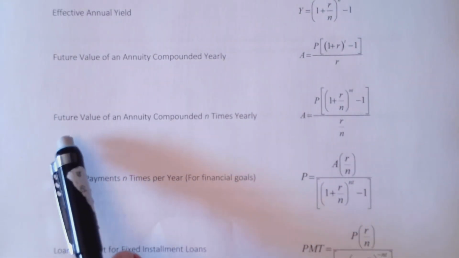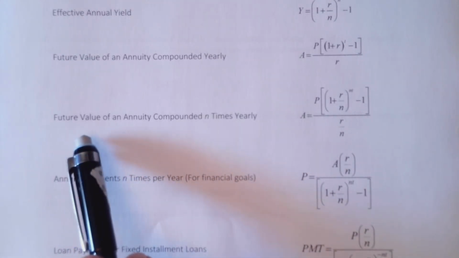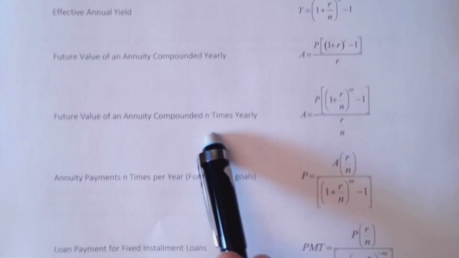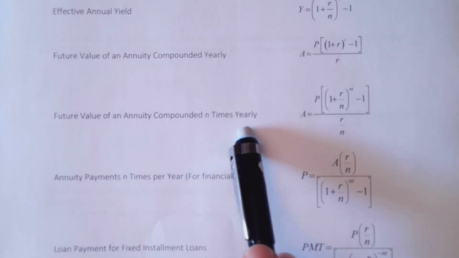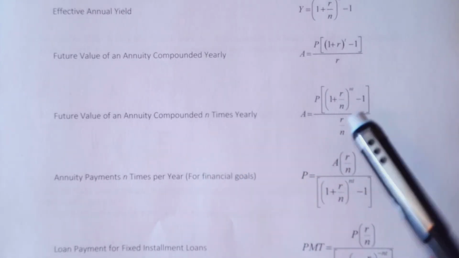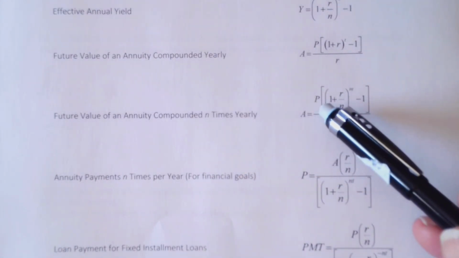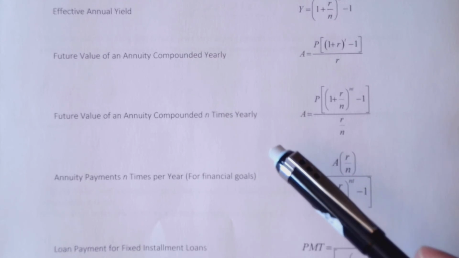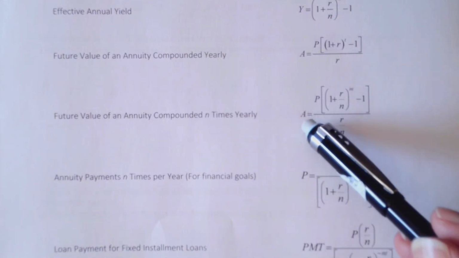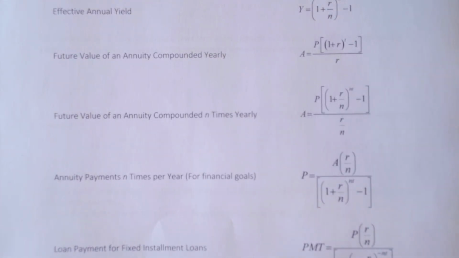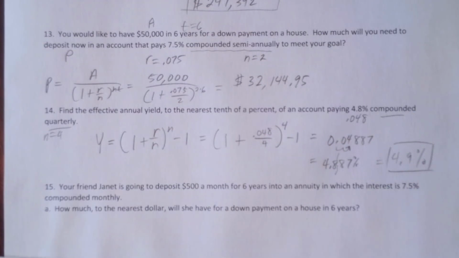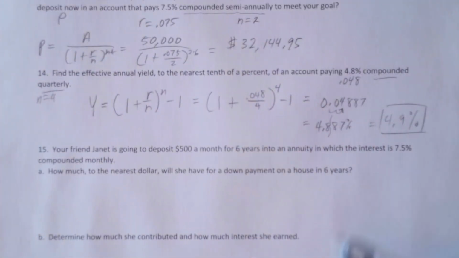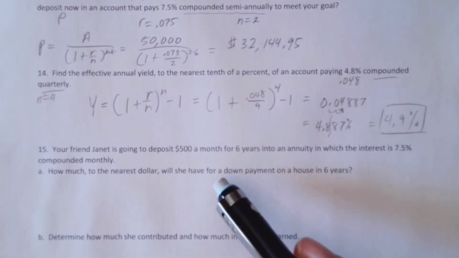This is our first annuity formula, the future value of an annuity compounded n times yearly. So notice P is your monthly payment. In 6 years, that's what we're looking at here. That's going to be the future value, which we call A. And so that would be the formula that we want to use.